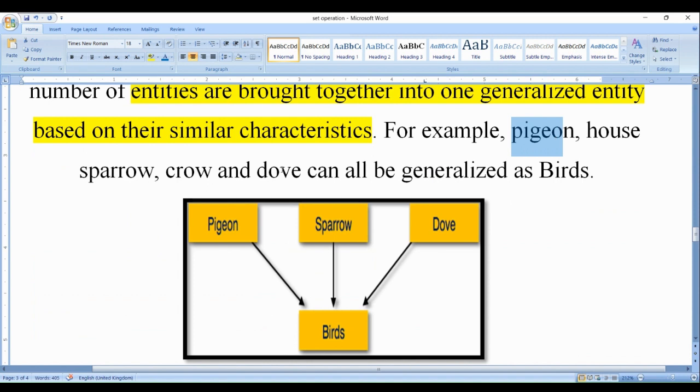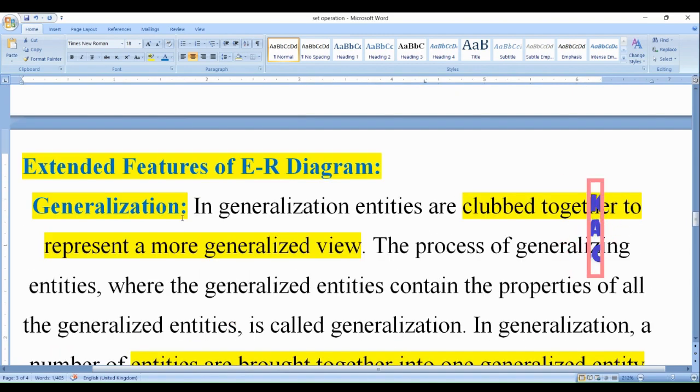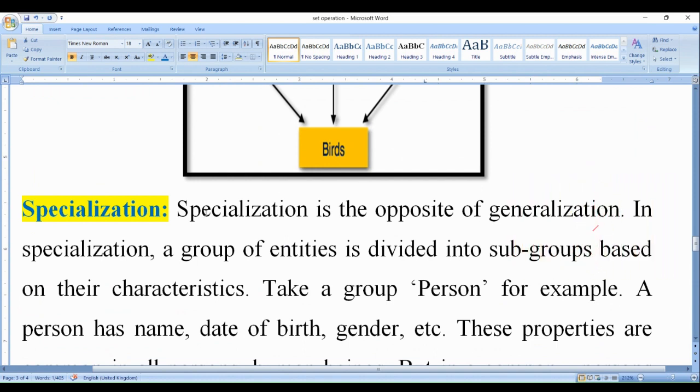Okay, here I have taken one example. See, pigeon, sparrow, crow and dove can be generalized as birds, correct? So these are different entities which can be generalized in a single generalized entity. Generalized form is what? Birds. Okay, so this is called as what? Generalization. I hope it is clear now. Okay, and next is specialization. Specialization is the opposite of generalization.